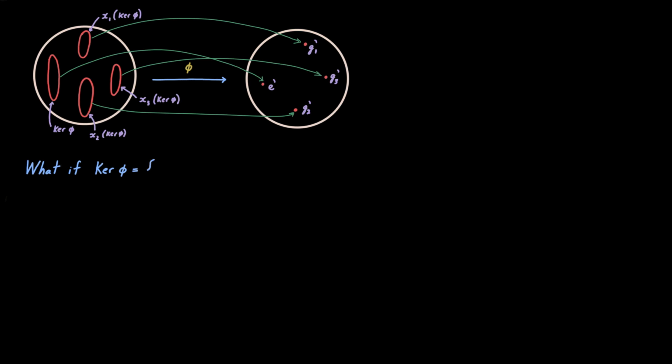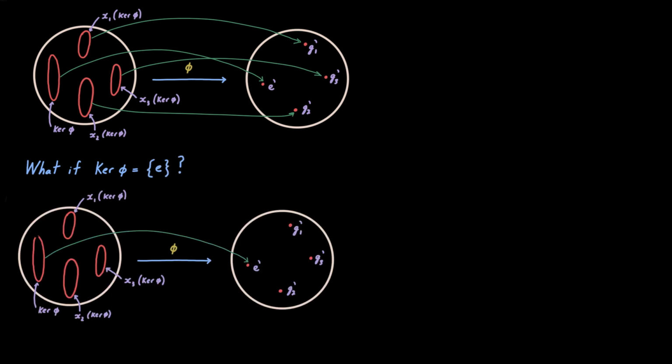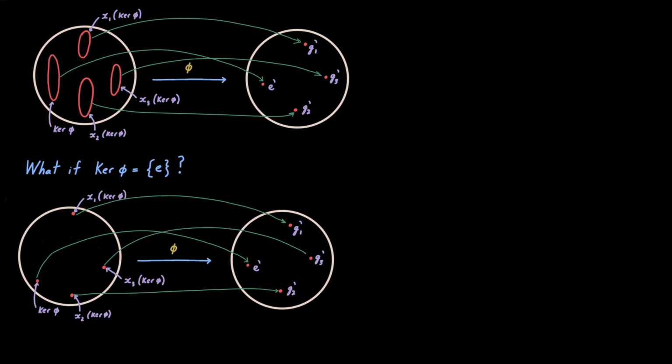Now here is the interesting question. What if the kernel is just the identity element? Well, then that leftmost oval shrinks to one point. That topmost oval shrinks to one point, namely x1. That bottommost oval also shrinks to one point, namely x2. And the rightmost oval shrinks to, again, one point, namely x3.